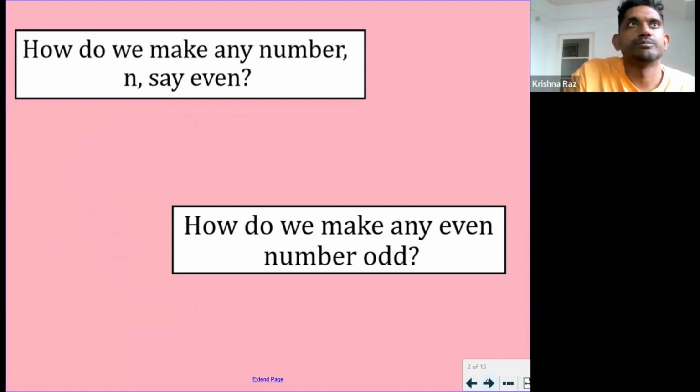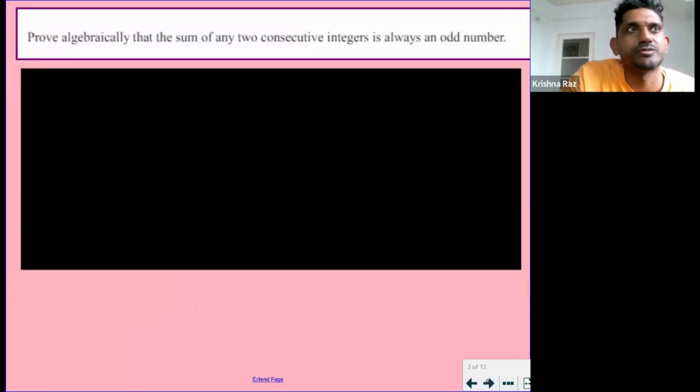So example 1: prove algebraically the sum of 2 consecutive integers is always an odd number. This one is a straightforward question, but I'm going to show you how to structure your work. An integer just means a number, it's a fancy way of saying a number. The first number, let's say, is x. If they're consecutive numbers, they go up by 1 each time, so the next one must be x plus 1.